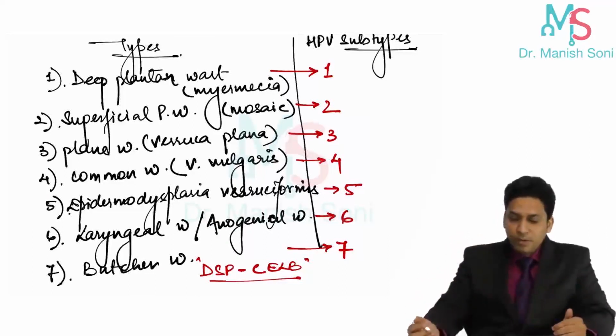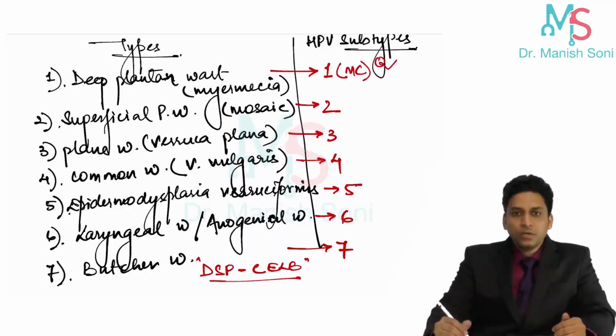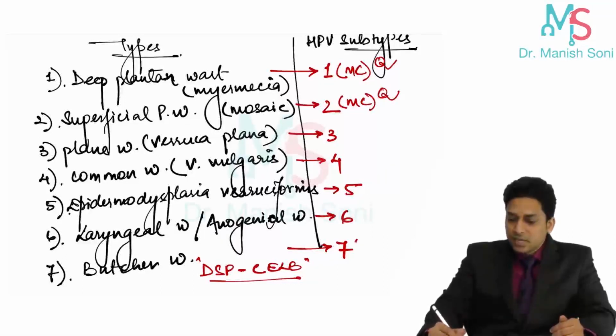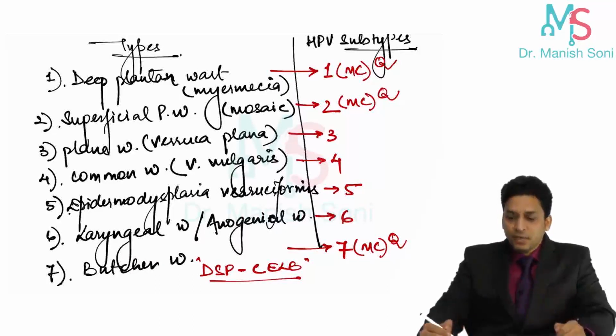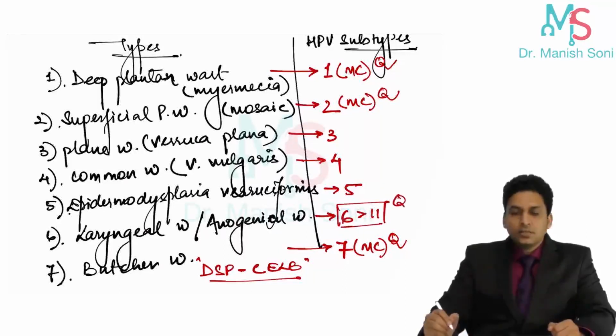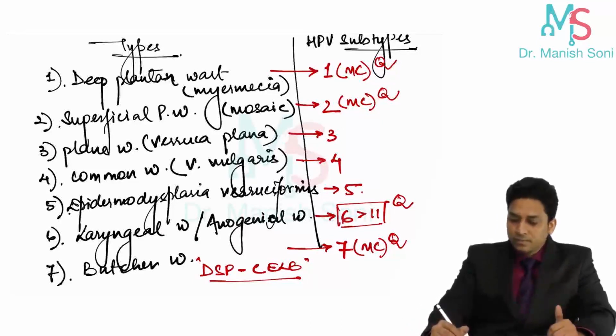Okay, so it becomes very simple to remember. Now, this first subtype is the most common subtype causing deep plantar wart. Second subtype is the most common subtype causing superficial plantar wart. And seventh subtype is the most common subtype causing butcher wart. Now, for the remaining four, you need to remember one more subtype, because laryngeal and anogenital are caused by 6th and 11th, and among them 6th is more common than 11th in causing them. So 6 and 11 are the common subtypes which cause laryngeal as well as anogenital warts. Epidermodysplasia is commonly caused by 5th and 8th subtype.